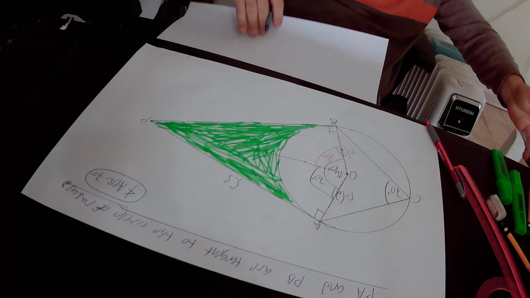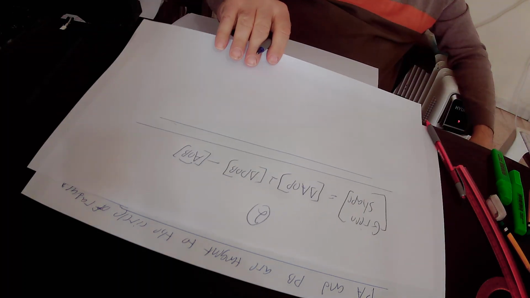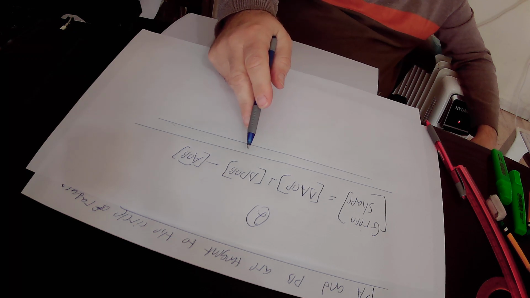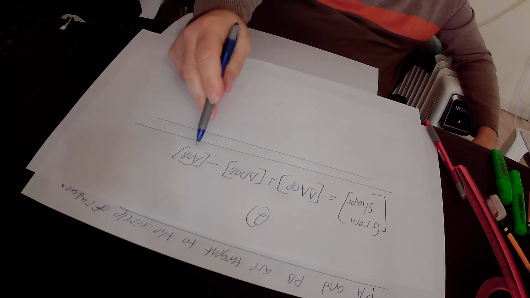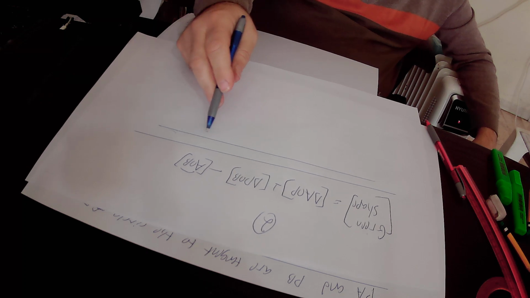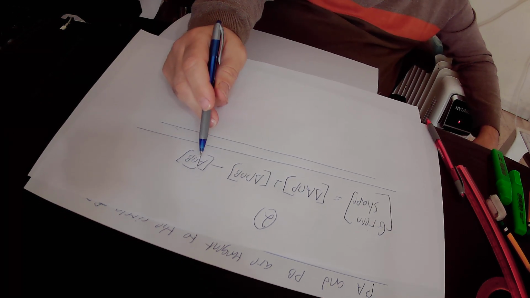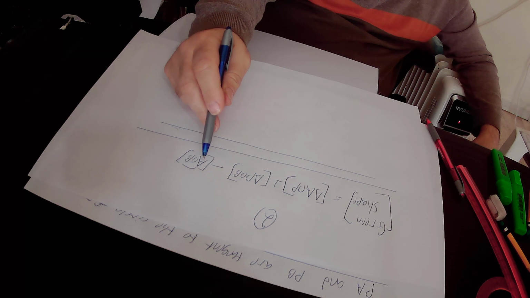Repeat again. The area of the green shape in total equals the area of the right triangle AOP plus the area of triangle POB minus the area of sector AOB. The rounded line above AOB is the sign for a sector. It means this expression means the area of sector AOB.